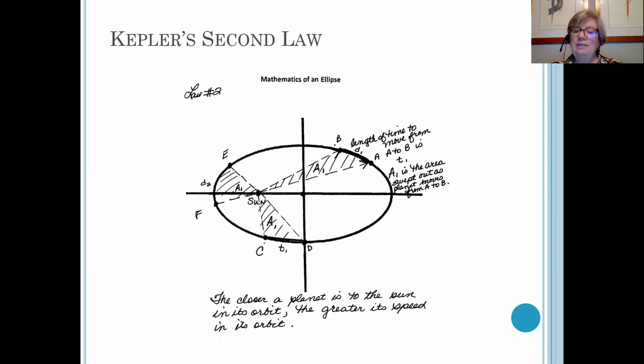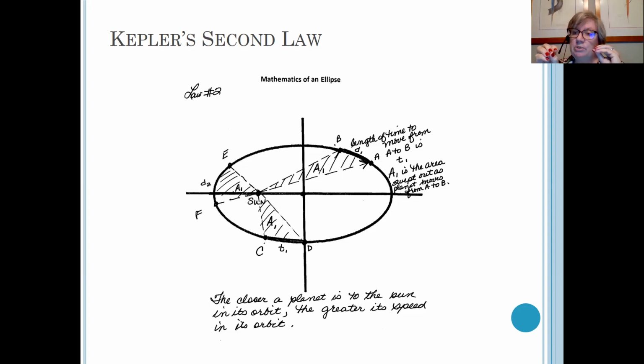And the consequence of that then is, number one, that the speed or the velocity of the planet throughout its orbit changes. That's really important. It's not always traveling at the same speed.